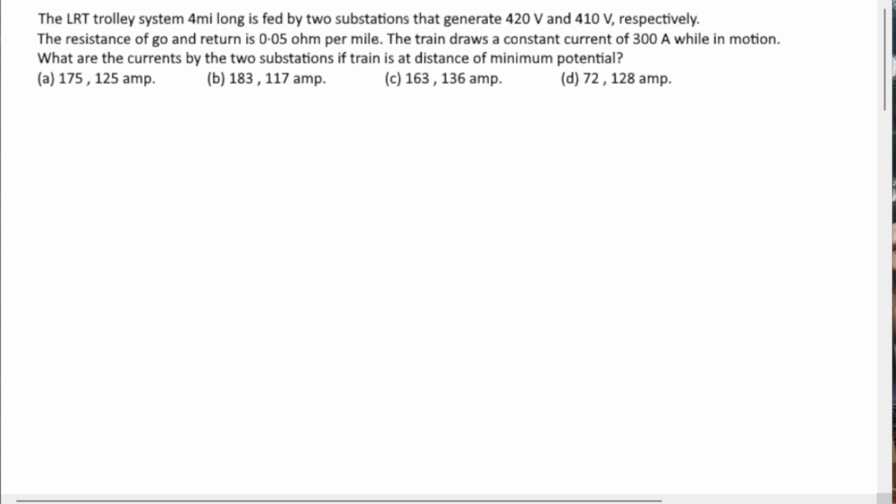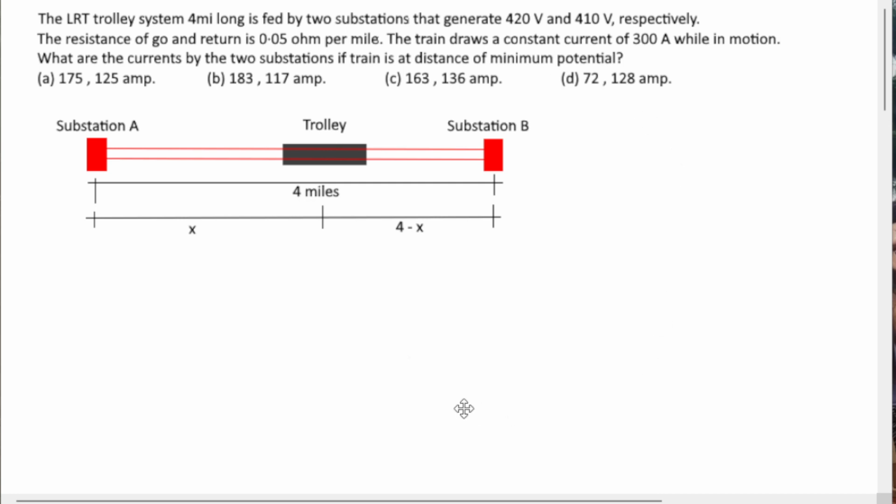So this is the drawing of our trolley system. We have a trolley or train supplied by two substations. Let's call them substation A and substation B. The distance is 4 miles. Now, assume the distance of our trolley from substation A is X. Therefore, what remains of the 4 miles is 4 minus X. That is the distance of the trolley from substation B.